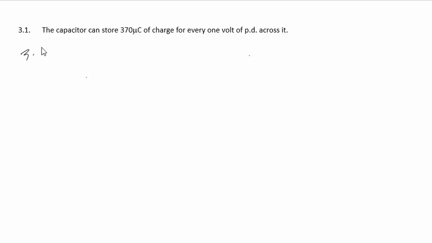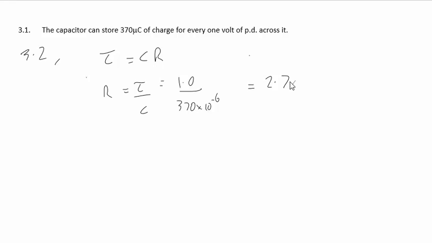In 3.2 we have a circuit and we're to calculate the resistance of R. Well, we know that the time constant is equal to capacitance times resistance, and so resistance is the time constant over the capacitance, which in this case is 1 second over 370 times 10 to the minus 6 farads, and that gives a resistance of 2.7 times 10 to the 3 ohms, or 2.7 kilo ohms.